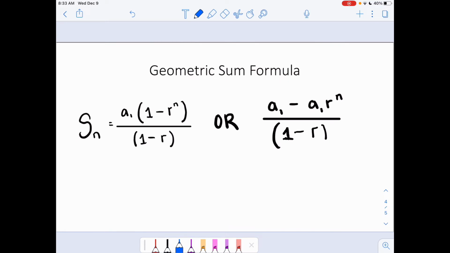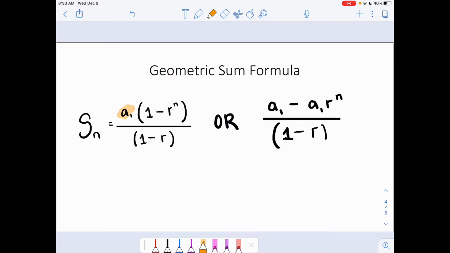The geometric sum formula can look two ways. They mean the exact same thing. The one on the left is the factored form, where that a sub 1 is factored out, and the one on the right is the unfactored form. You can use either one. They have the same pieces and they will result in the same answer.